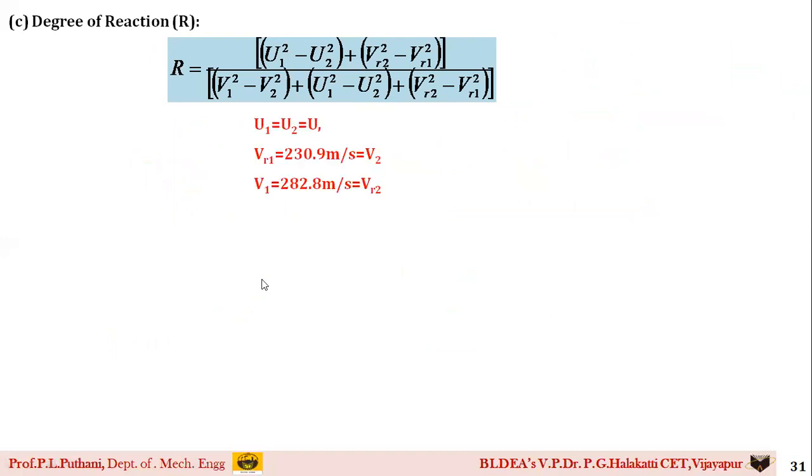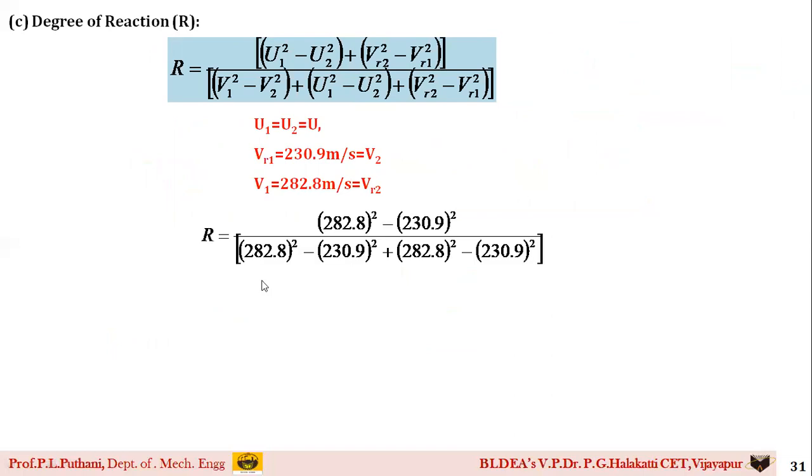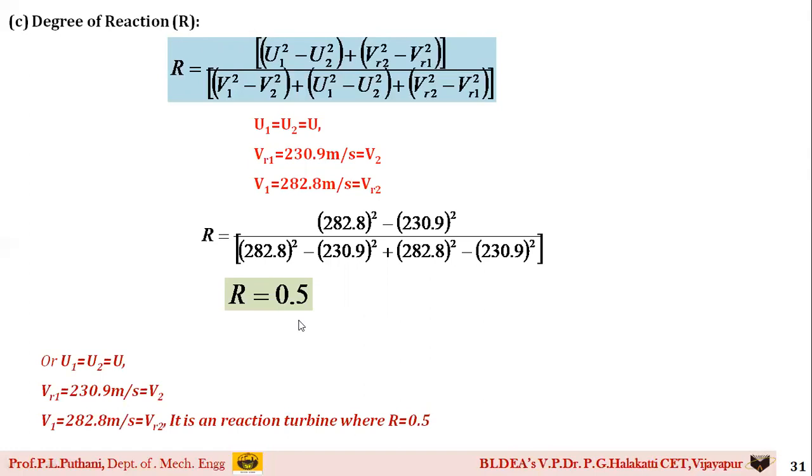So I have the values. I will substitute and get the value of R as 0.5. So R is equal to 0.5. It is an indication of a reaction turbine. It is known as a 50% reaction turbine. R is equal to 0.5.